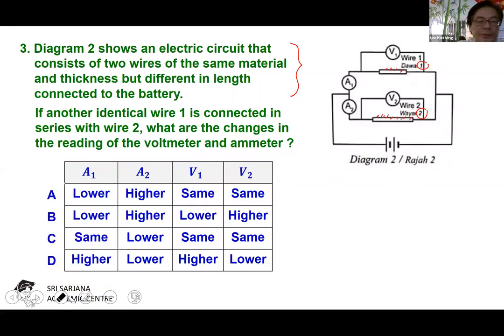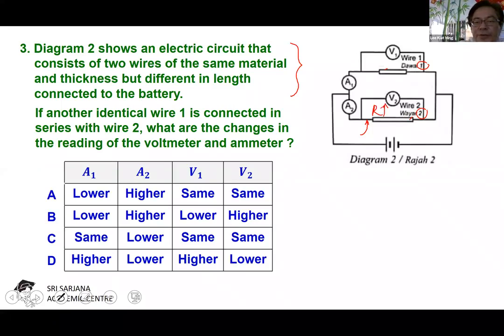So they ask you if one more identical wire is connected in series with wire 2. Meaning I'm going to connect another wire here. No, I cannot draw, if I draw then no more space. What is the change? If I connect one there, that means the resistance becomes higher for this circuit.